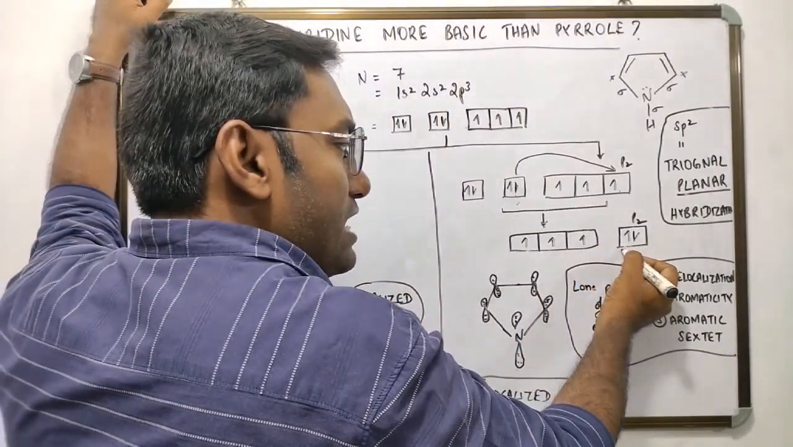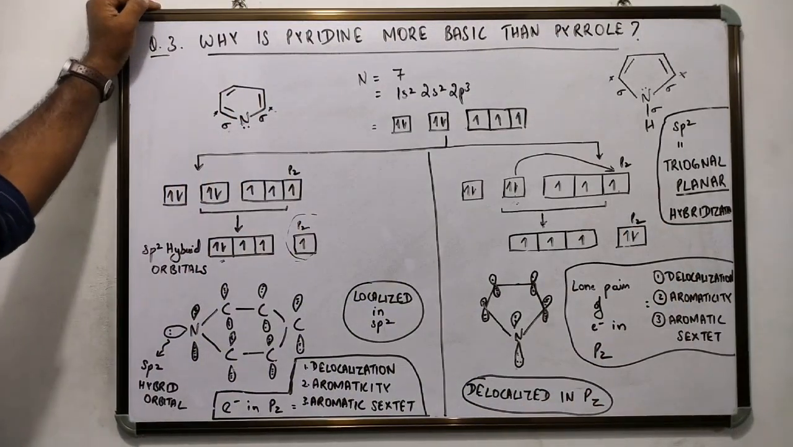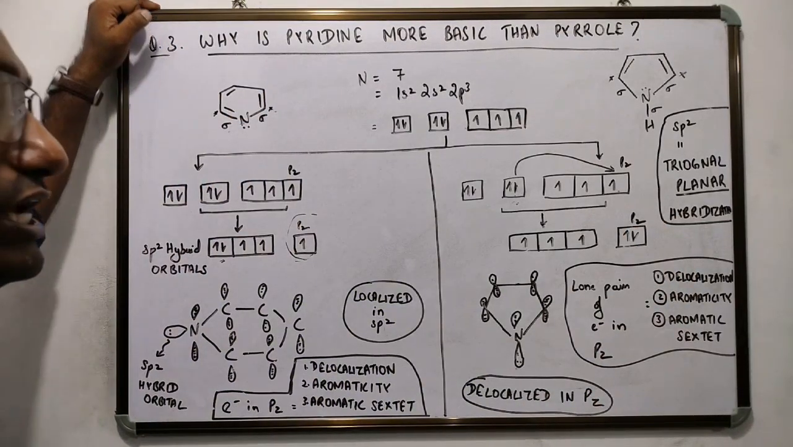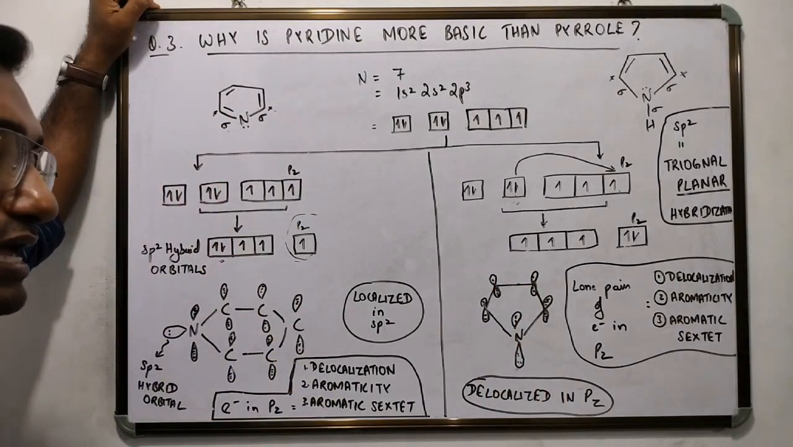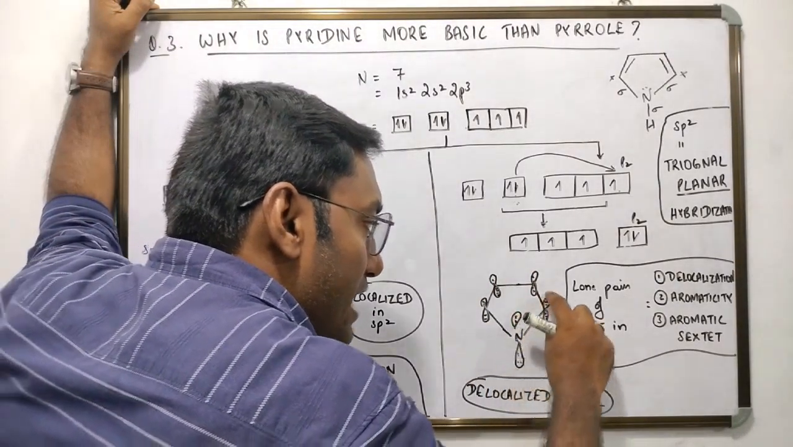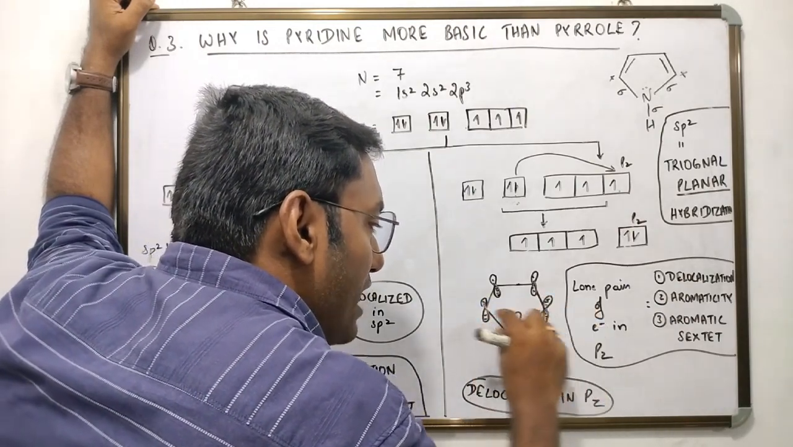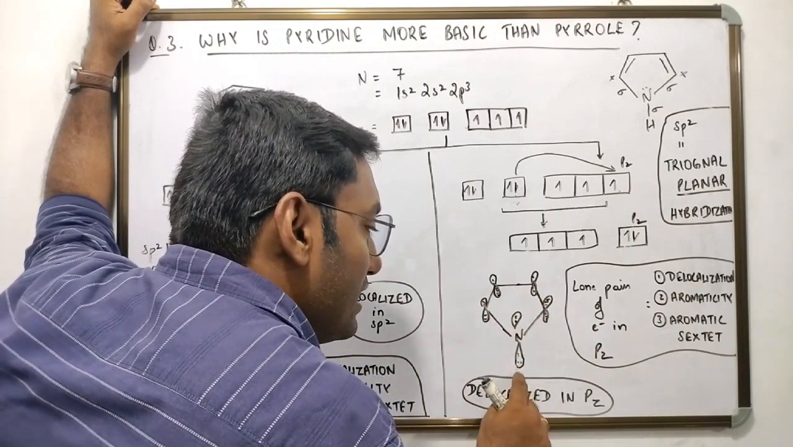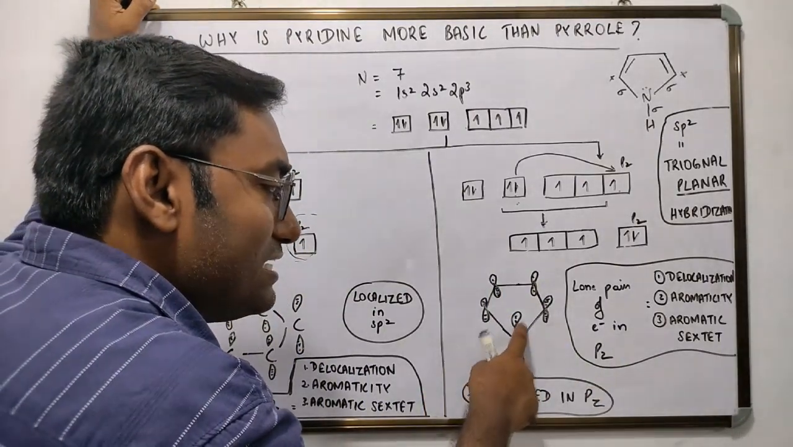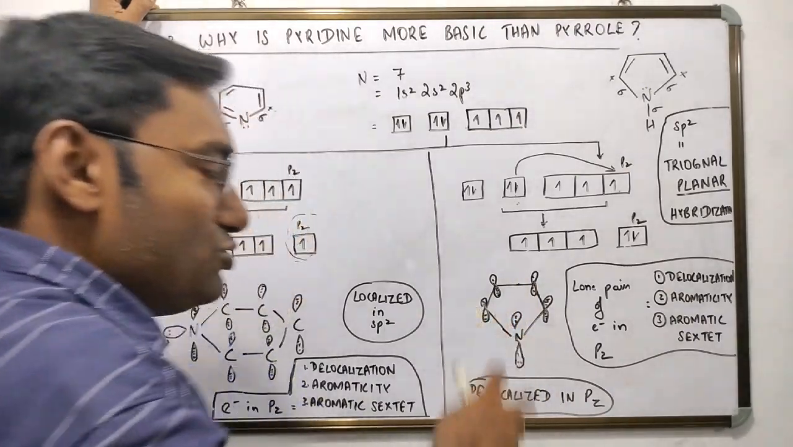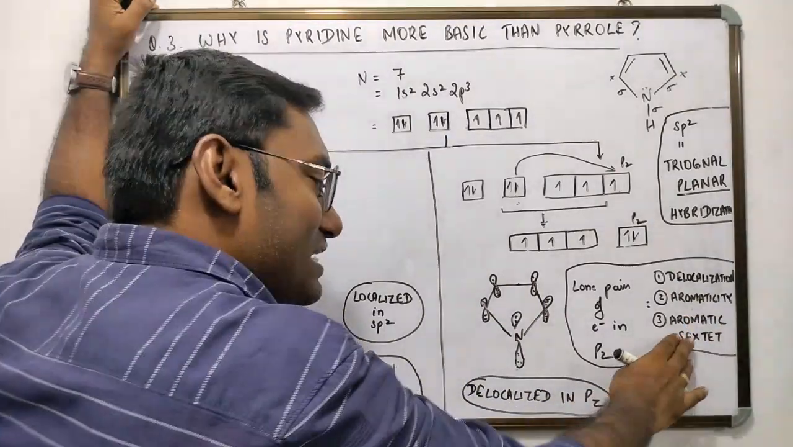Now there is an unhybridized pz orbital which consists of the lone pair of electrons. Because it has not taken part in any kind of hybridization, it lies perpendicular to the plane of the molecule. It is now free to have lateral overlap with the other unhybridized pz orbitals of the carbon atoms on either side. And thus the lone pair of electrons in the pz orbital of nitrogen in pyrrole contributes to delocalization, aromaticity and the aromatic sextet.